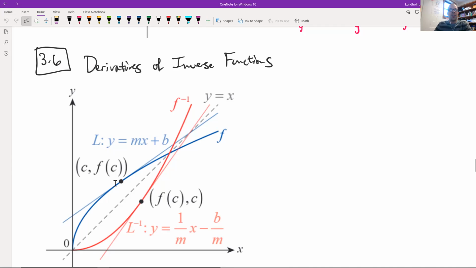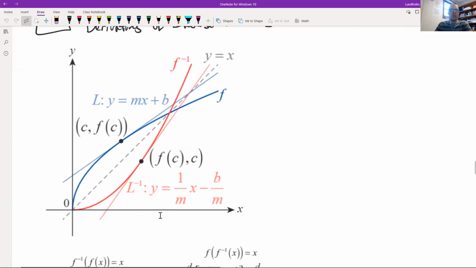So when this point on the blue function is (c, f(c)), this point mirrored is (f(c), c) on the inverse function. And so there's a cool relationship here where the slope of the tangent line for our normal function is just given a slope m. But when you look at the slope of the inverse function, the slope is 1 over m. And similarly for the y-intercept, we've got a y-intercept of b here, and a y-intercept of negative b over m for the inverse function.